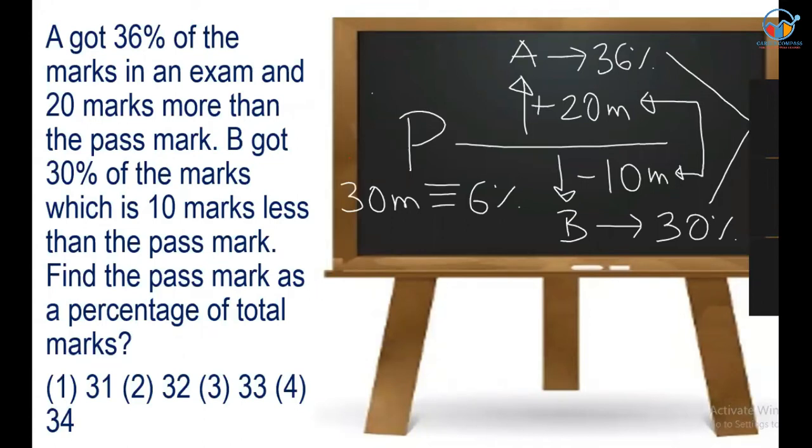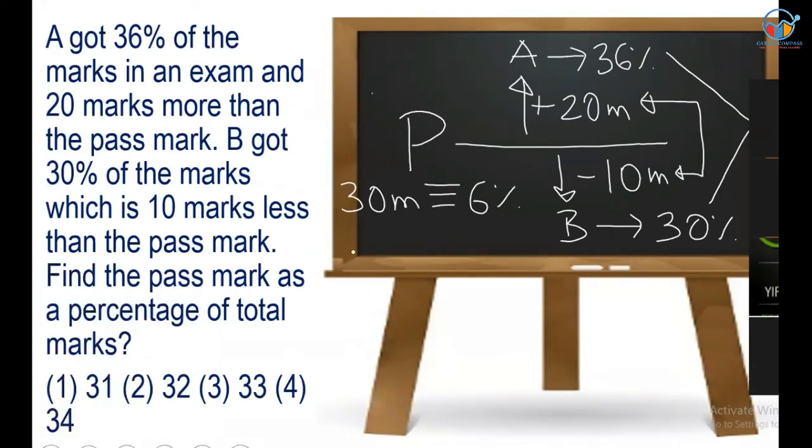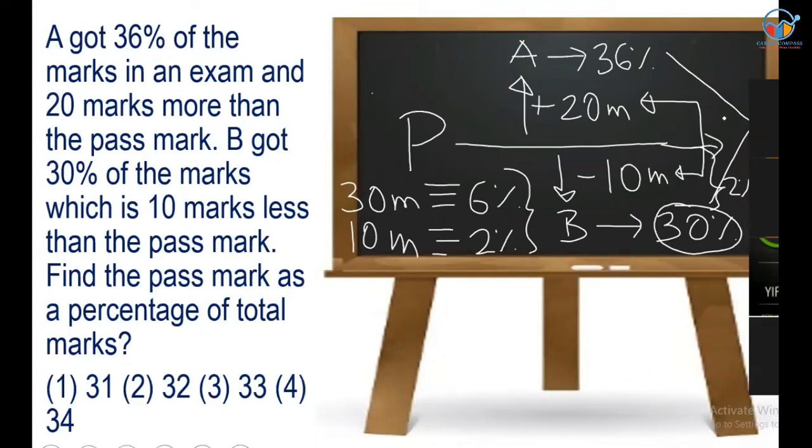Then what about 10 marks? I repeat, if 30 marks is equivalent to 6%, then what about 10 marks? It will be, of course, 2%, right? You can do it by unitary method. Now see, you understand B's mark is 30% and this gap is about 2%, which means the pass mark will be 30 plus 2, that is 32%.